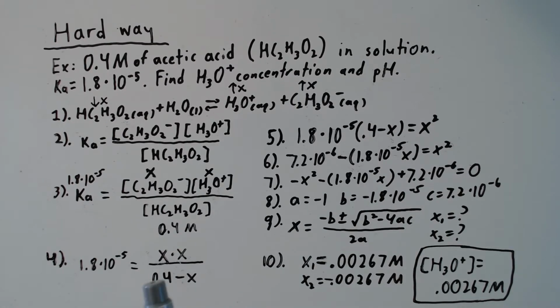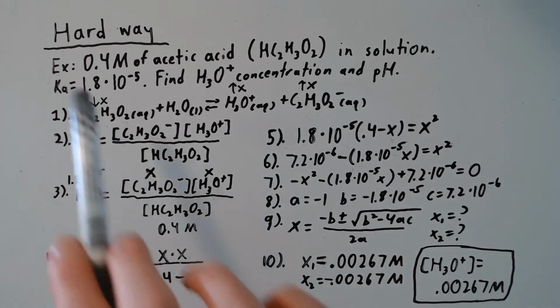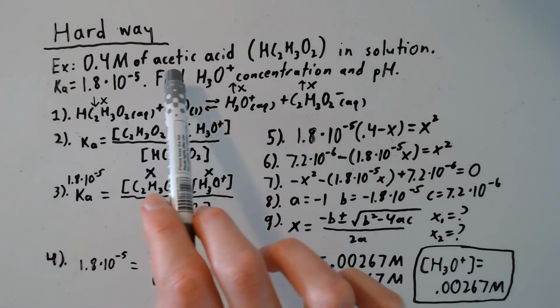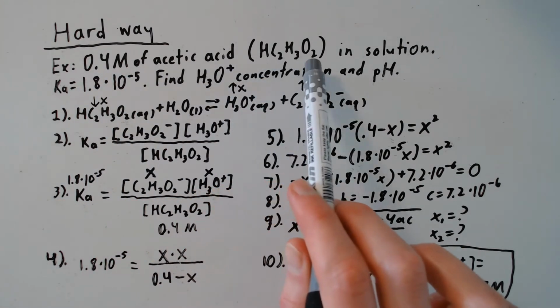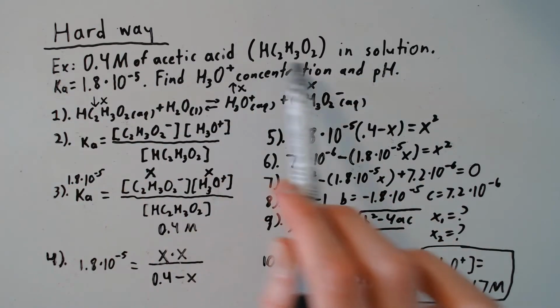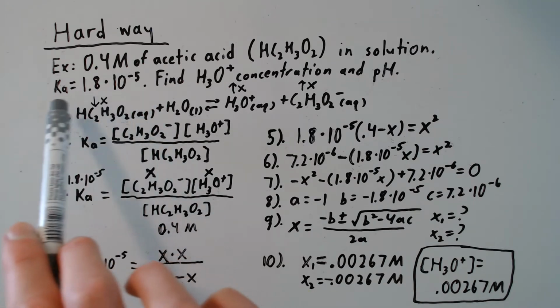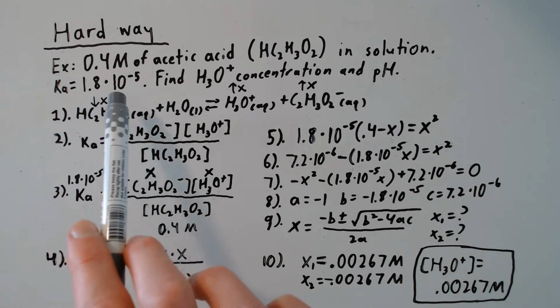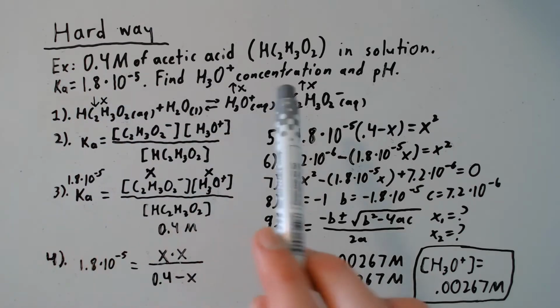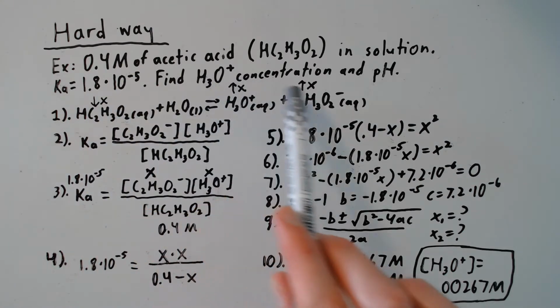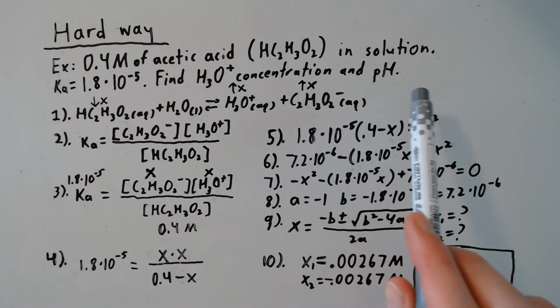Now I'm going to show you how to solve for the H3O+ concentration when we're given a certain concentration of an acid. Let's say we have 0.4 molar of acetic acid, HC2H3O2, dissolved in solution. The Ka for this acid, its acid dissociation constant, is 1.8 times 10 to the negative fifth. And we need to find the H3O+ concentration first, and then the pH.